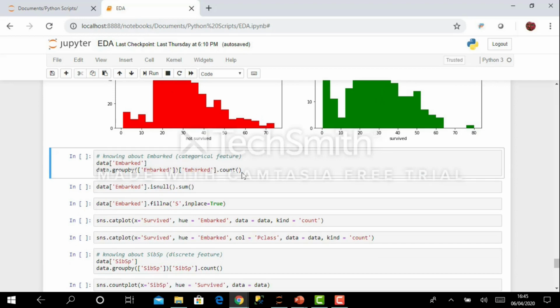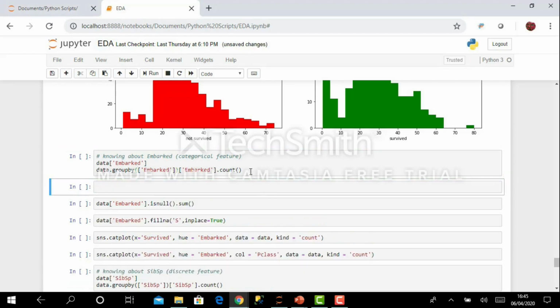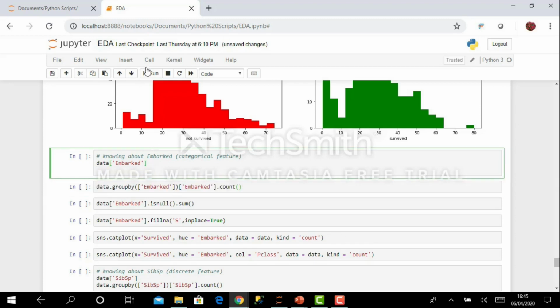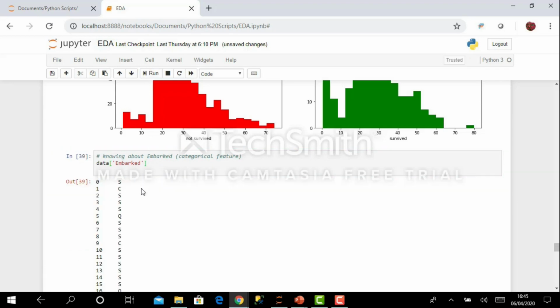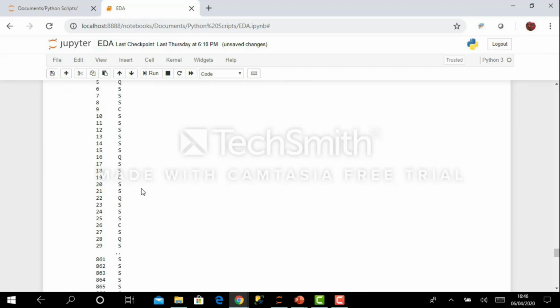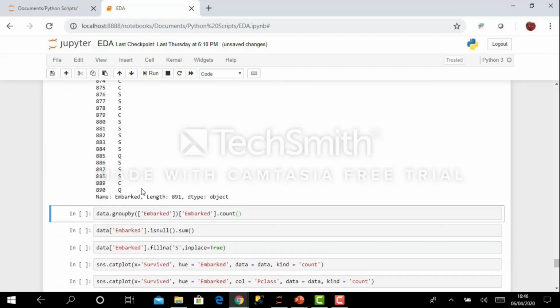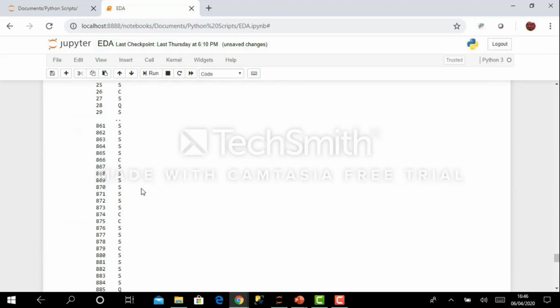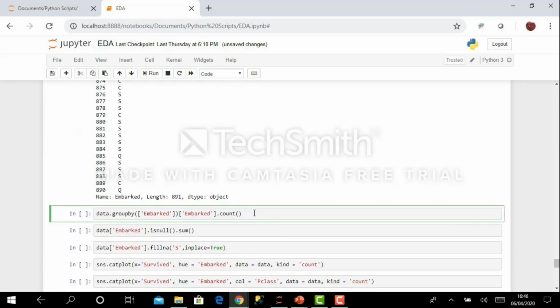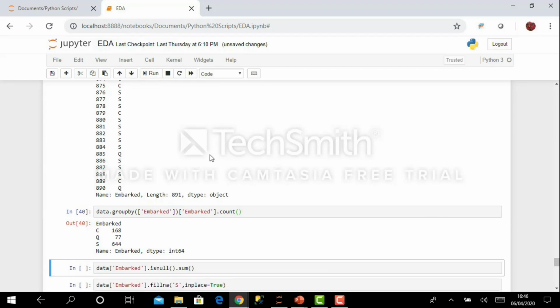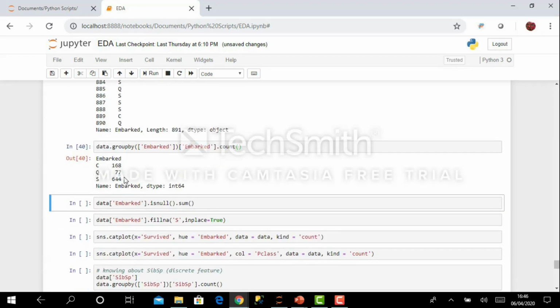Now I come to another column, that is the embarked column. Let us put this in a different cell. If you see the data, it has some values S, C, Q. So it's a categorical feature. You can see that there are 3 categories having these values. Most of them have embarked from S and then C and then Q.